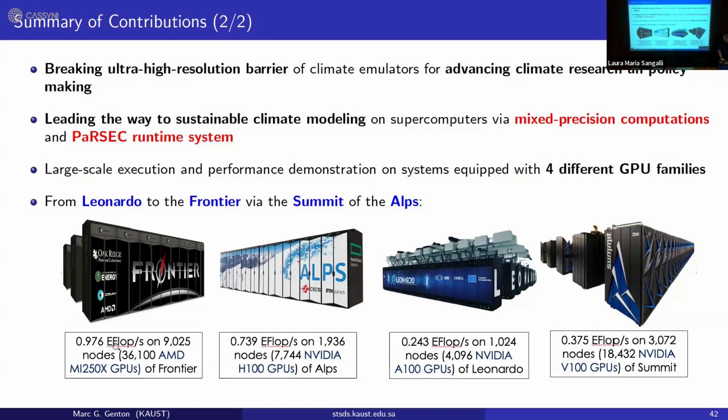We reach almost 1 exaflop with about 36,000 GPUs. Alps is in Switzerland. We reach about 0.7 exaflops with 7.7 thousand GPUs. We ran also on Leonardo, reaching about 0.2 exaflops with only 4,000 GPUs. And this is for Summit, 0.37 exaflops with 18,000 GPUs. So this is a kind of old supercomputer in the US that is being retired right now. And so the GPUs are also a bit old.